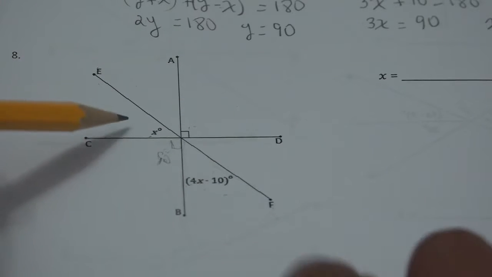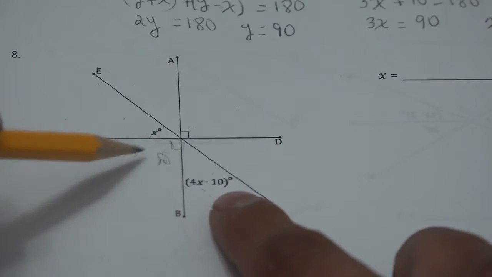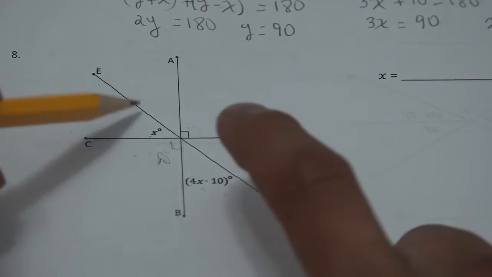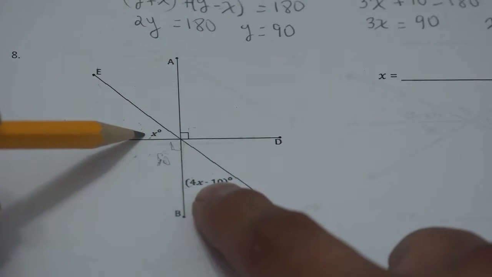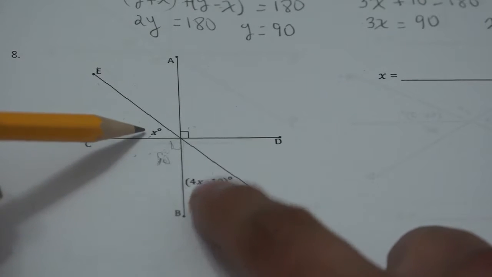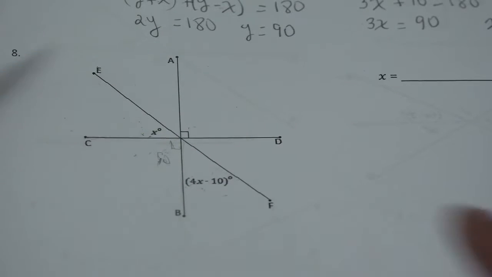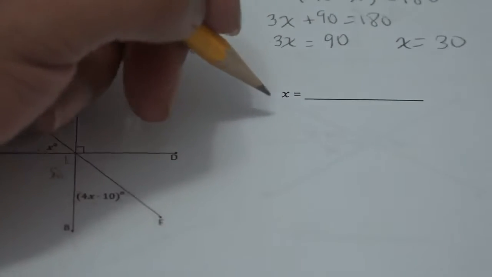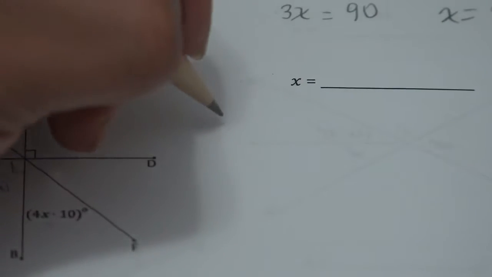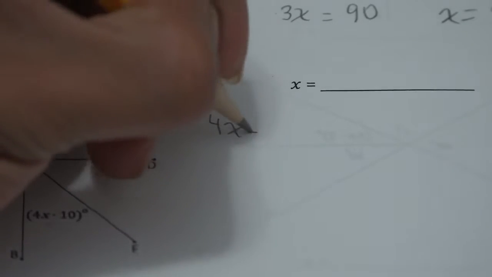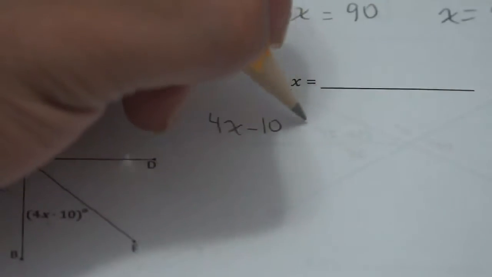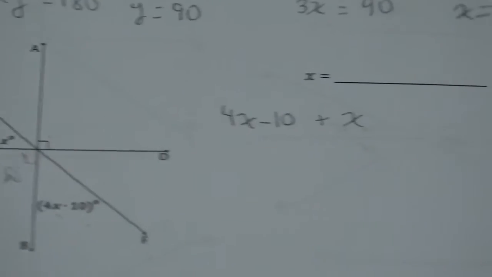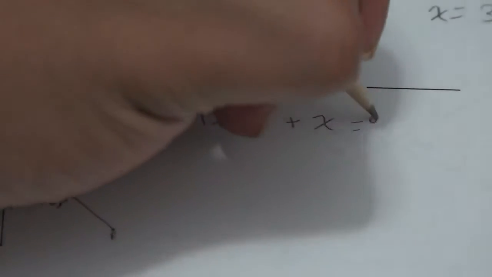90, of course. I don't have to add them all up and equal them to 180 because I already have 90 right here. So that means that the sum of these two is 90 because the whole thing is 180. So I'm just going to add these two and equal them to 90. Okay? So I have 4x minus 10 plus the x, which is the other angle, equaling 90.